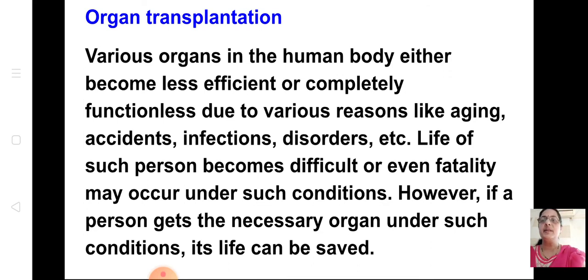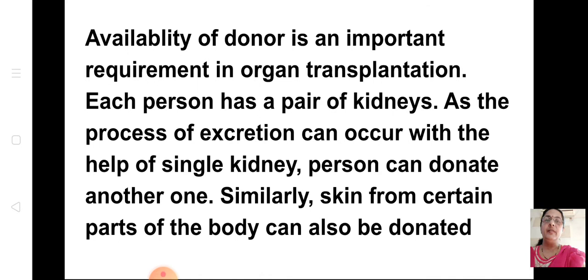However, if a person gets the necessary organ under such conditions, his life can be saved. Okay. So if you get the organ, you can replace that dead or inefficient organ and save the person's life. How can we do that? Availability of a donor is an important requirement in organ transplant. You cannot force anybody to give their organs. Can you do that? No. So there should be donors who are willing to donate their organs.